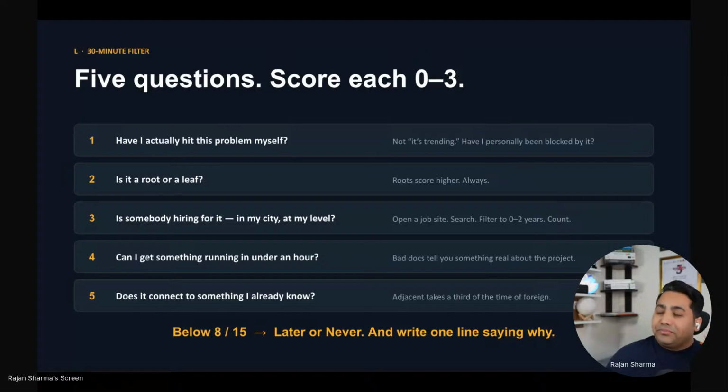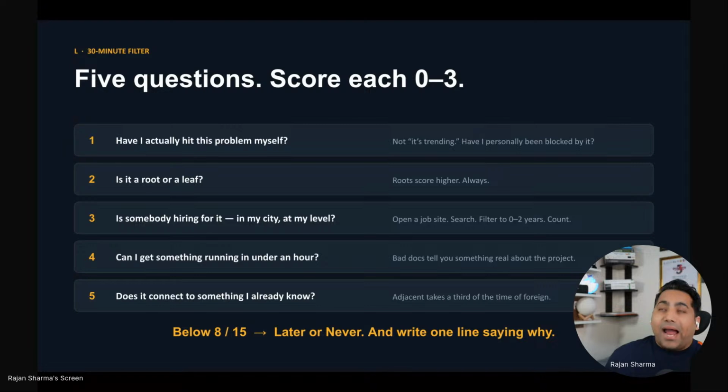One is, it's not about whether it is a trending technology or not. Never go with the trend. Think this way: have I personally been blocked by the thing that this particular technology is solving? If yes, you will learn it three times faster because you have a real problem to solve. But if you don't have a real problem to solve, there is a high probability you will get stuck in a trending state, trying to fix a problem which does not exist. So that's a very important question to ask.